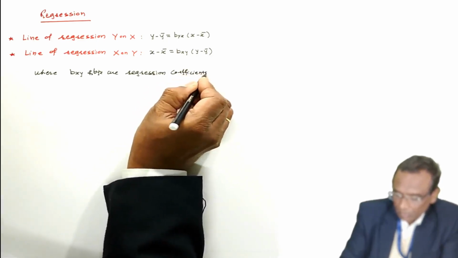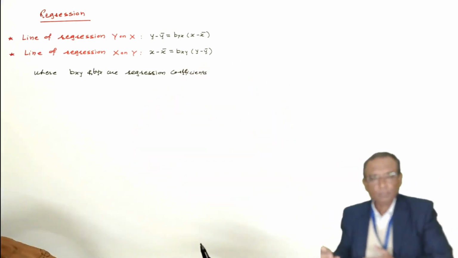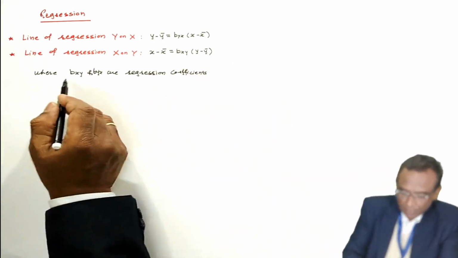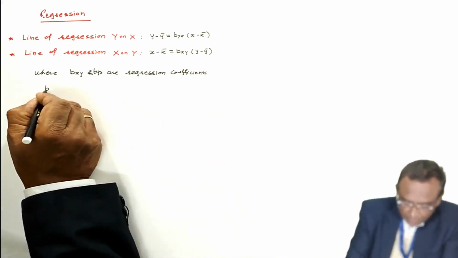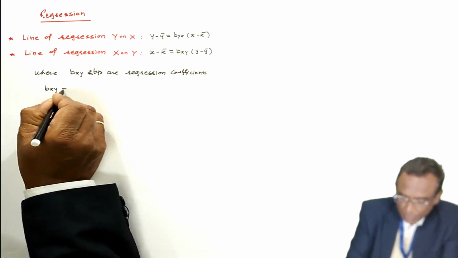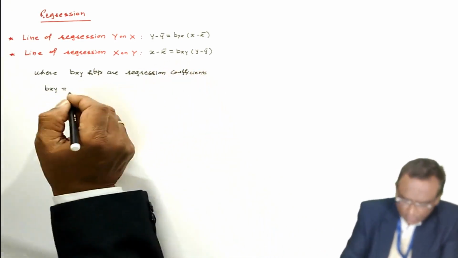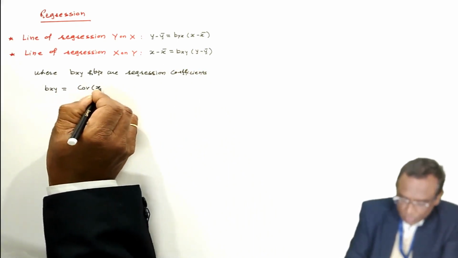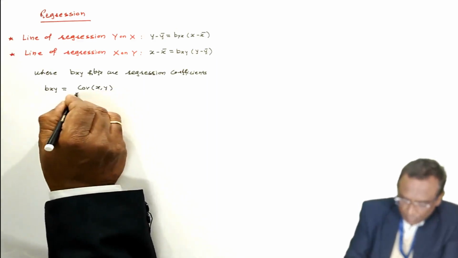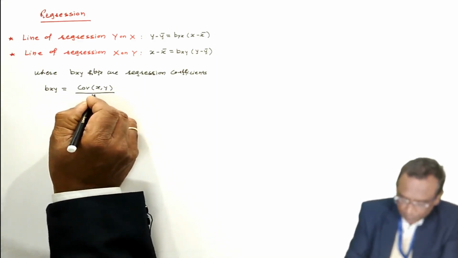There is a typical formula to evaluate x bar and y bar. You can easily get them from the given data, and the regression coefficients you can easily find as bxy, or regression coefficient x on y. That you can calculate using the covariance in xy, COV I am using for covariance, divided by sigma y square.